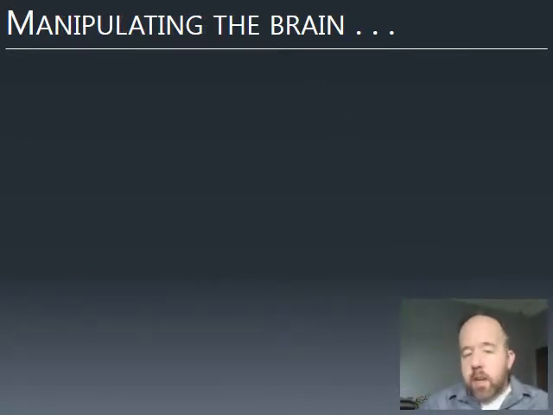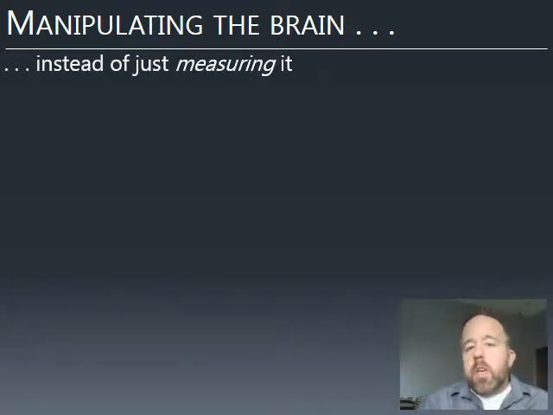An even newer technique for understanding brain function actually manipulates the brain. So when we're using EEG or electrophysiology or a structural imaging technique or PET or fMRI, we are measuring the brain. We are not changing anything about it. But with this new technique, we can actually manipulate the brain. And that lets us say more about cause and effect.